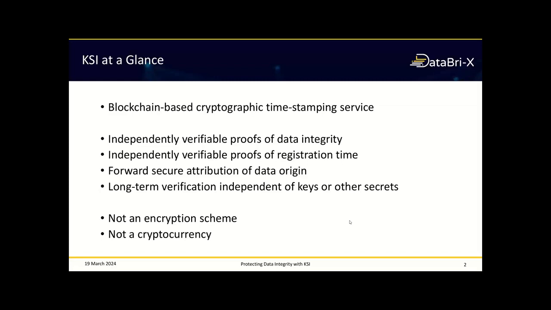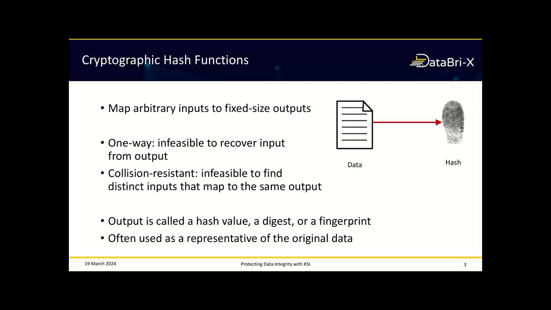And now let's have a further look at exactly how KSI works and what it provides. KSI as a timestamping service is built on top of cryptographic hash functions. These are deterministic functions which map arbitrary inputs into fixed size outputs. And the outputs are fairly small. A typical size of a hash value is a few hundred bits, which means a few tens of bytes. Compared to most input data, the hash values are much smaller, and they serve as digital fingerprints of the original or underlying data.